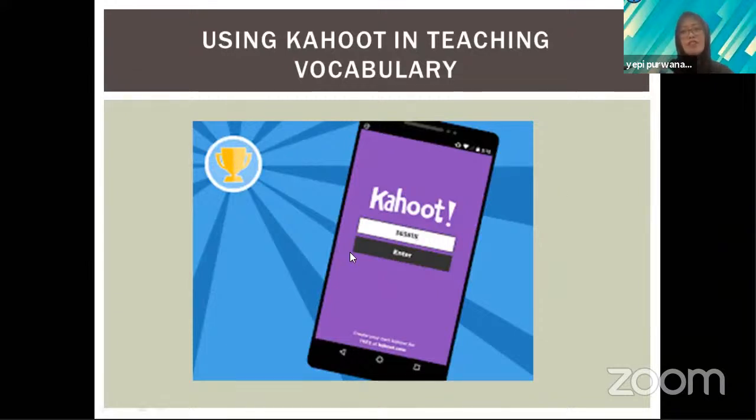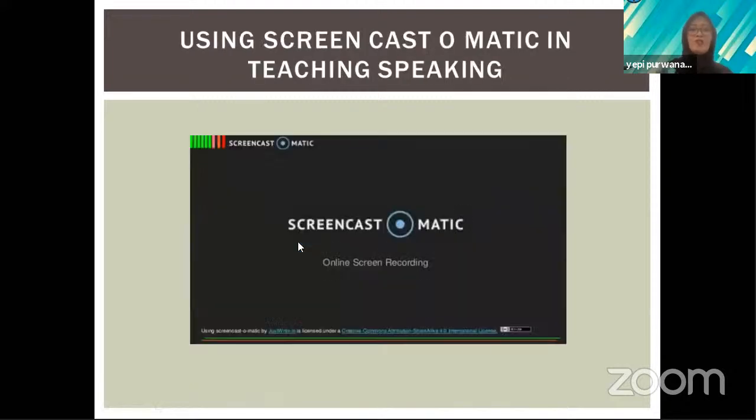For the university level, maybe you can use Kahoot for teaching vocabulary by finding the synonym or the antonym, or maybe how to use the word in a sentence and so on. And you can see the results of your students directly.